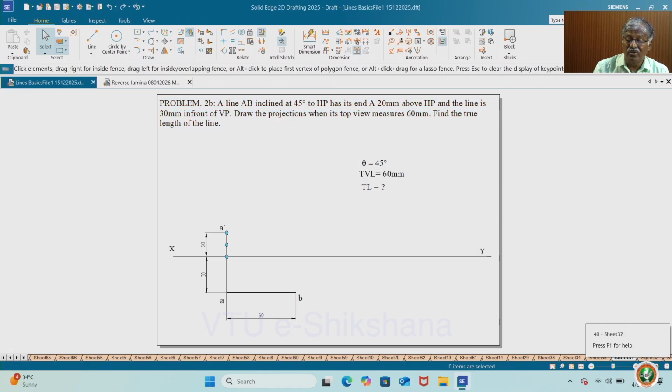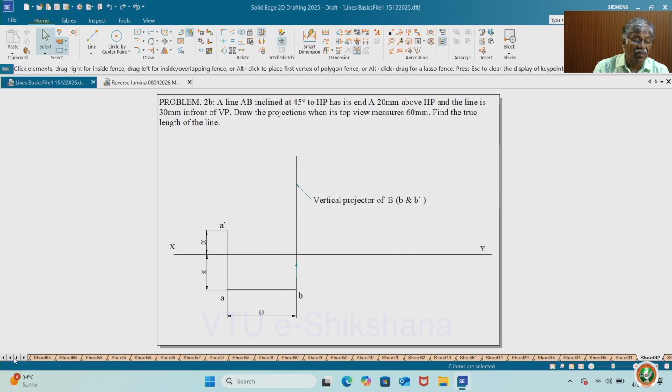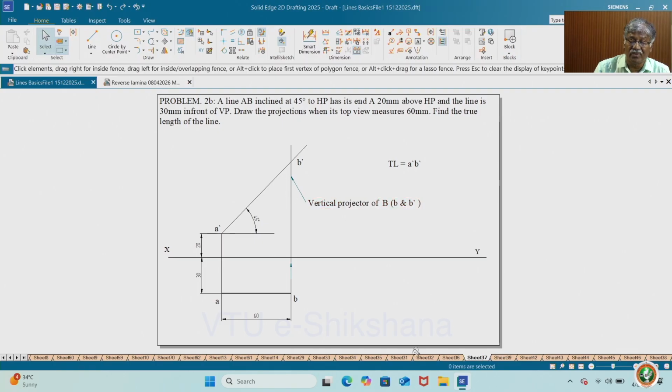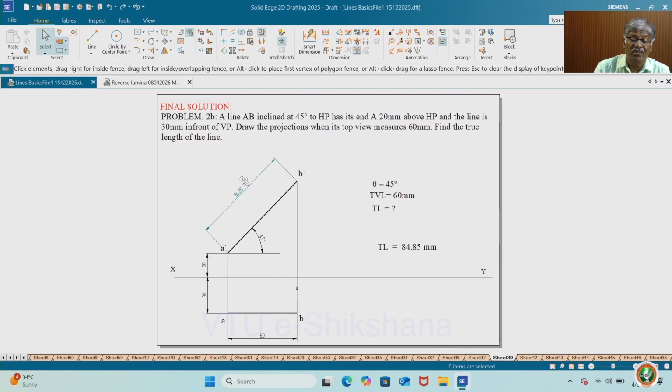So what you do is keep this projection of B. If you know the true length, you draw an arc. No, we don't know the true length, but we know the true inclination. Draw a line at 45 degrees, that is what the true line inclination given is. So theta is given as 45 degrees. The intersection gets you the point B dash. So A dash B dash you darken, and that becomes your front view. Okay, so this is the front view.